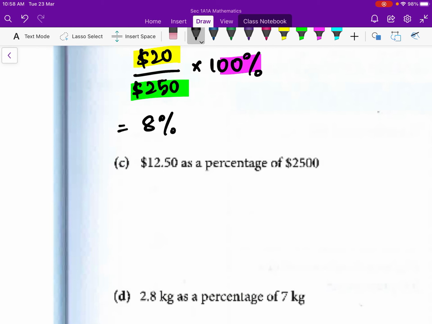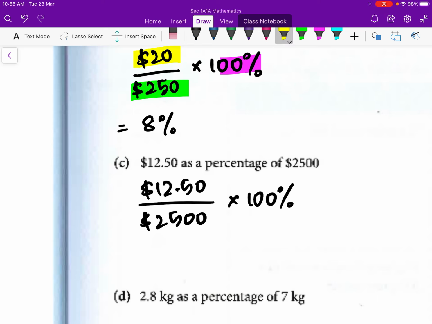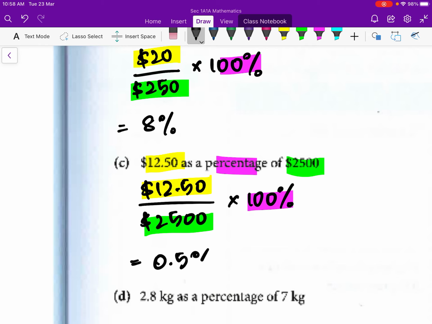$12.50 is a percentage of 2,500. So 12.50 over 2500 times 100%. Color coding. 0.5, huh? Okay. Then percentage 0.5%.